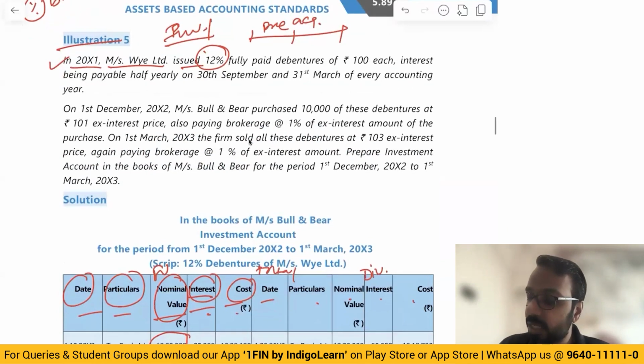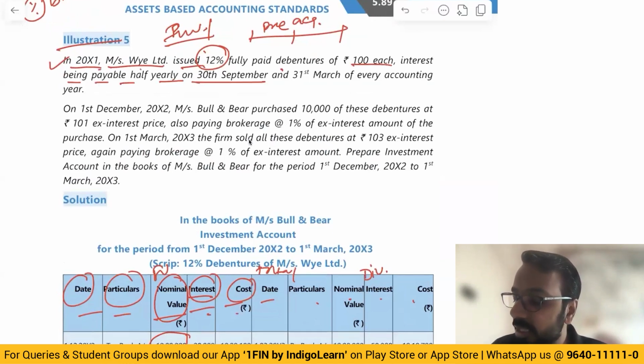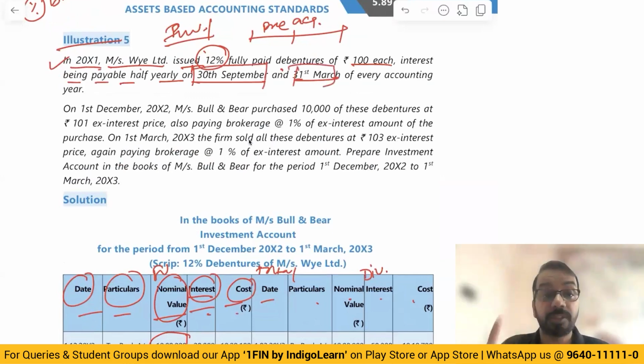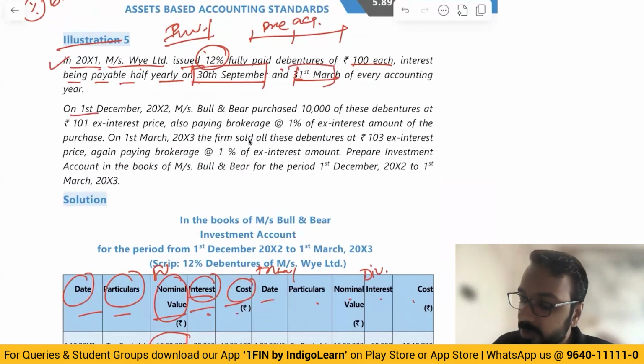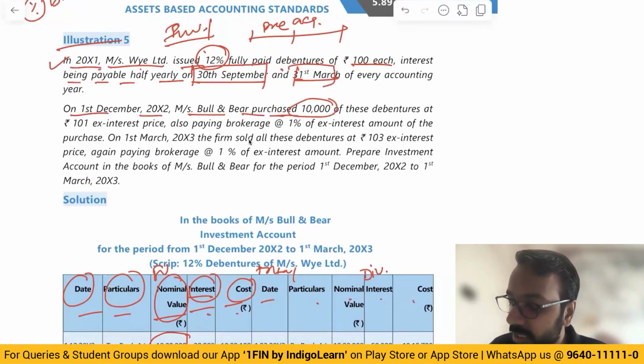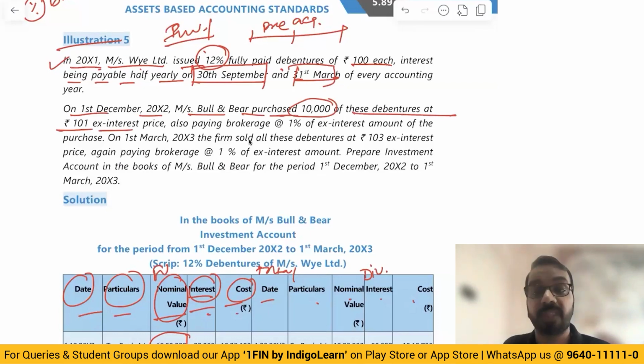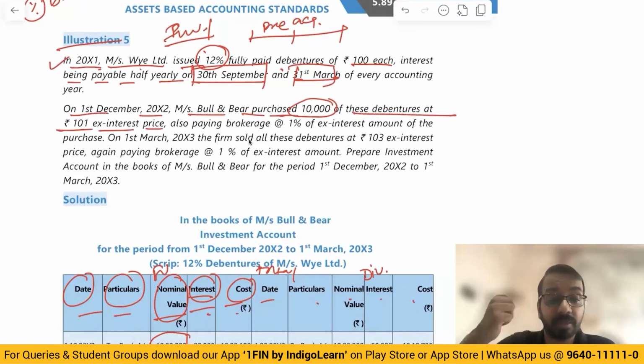So here, Messrs. Y Limited issued 12% debentures of 100 each, interest being payable half yearly on 30th September and 31st March. These dates are very important. This is when the company will pay interest. On 1st of December, Bull and Bear purchased 10,000 of these debentures at 101 ex-interest price. Ex-interest means interest has to be computed separately and paid separately.